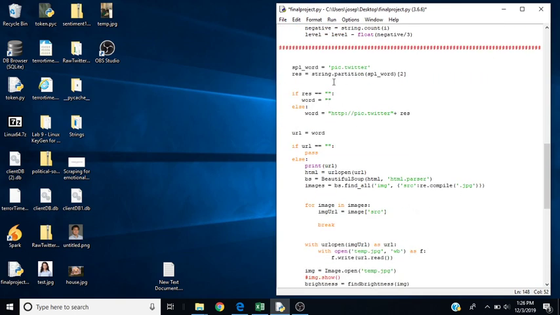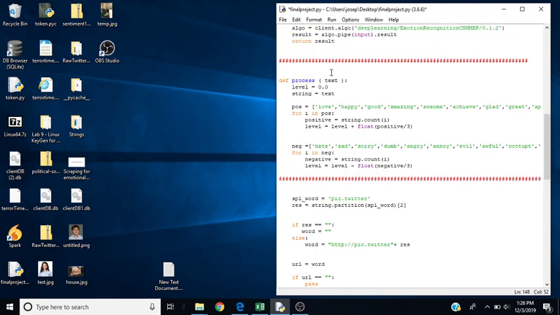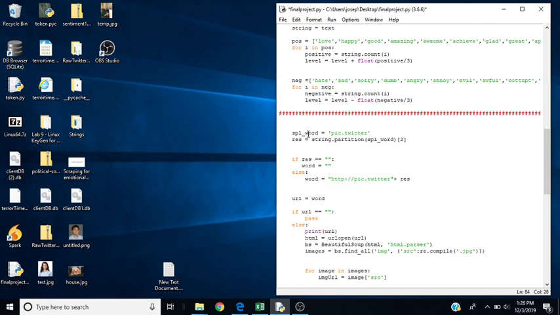So this would be my main process, basically, where I started with the text and it would go down to here. Next it would take the text and find whether there was an image in it by looking for pic.twitter. What that would do is open up a Twitter webpage that had the picture and all the comments that went with the picture.